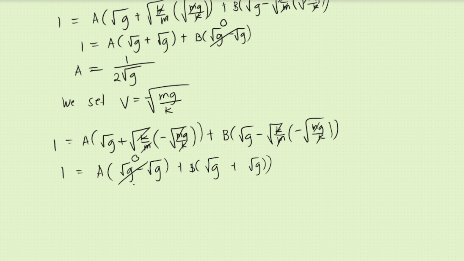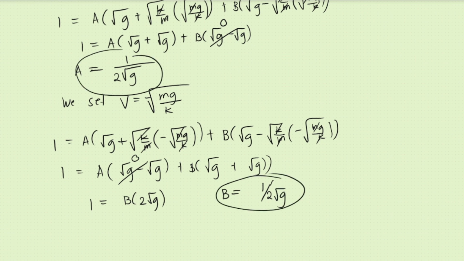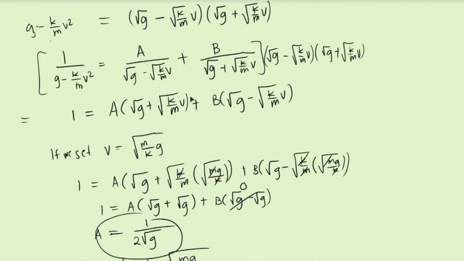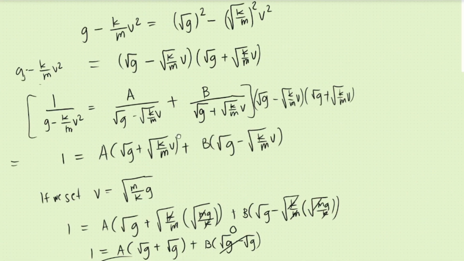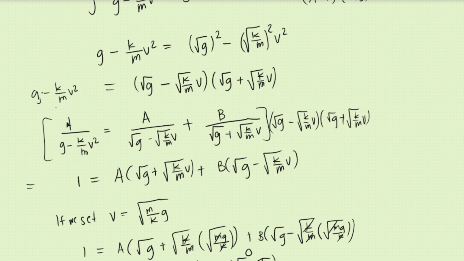So this is 0 here. So 1 is equal to b times 2 square root of g. That means our b is also the same thing as our a, that's 1 over 2 square root of g. So for b and a, we have values. Now we can plug these into our partial fraction decomposition, which we set earlier. So that's this one here, we plug in our values a and b.